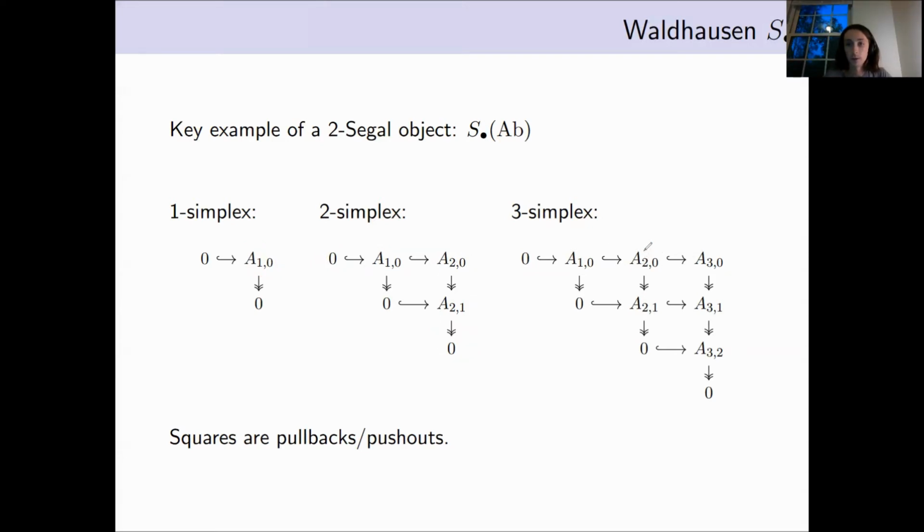What the 2-Segal condition amounts to here is saying that this 3-simplex diagram would be determined by everything except for either the A20 object or the A31 object. So, for example, if we were missing this object in this diagram, so we still have this arrow, but we don't have this object or the arrows to and from it, well, can we recover the data of the whole 3-simplex diagram?